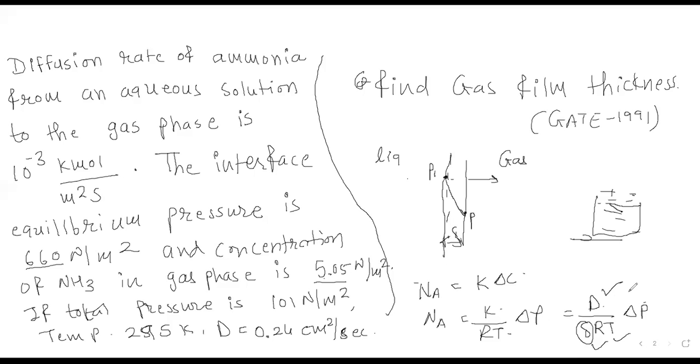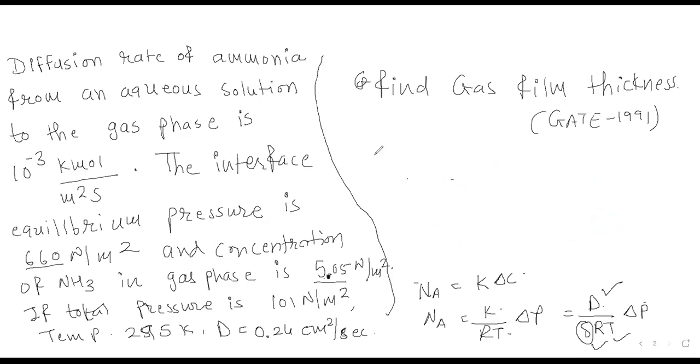Sir, is P 5.05 or 505? It's 5.05. So 10 raised to minus 3. Anything you want to change? DAB is 0.24 centimeter square per second. So we have to convert it into meter square per second.